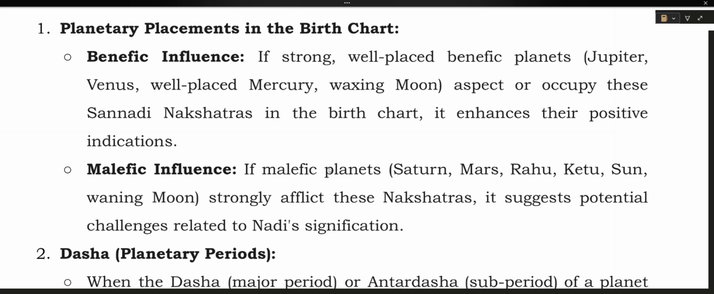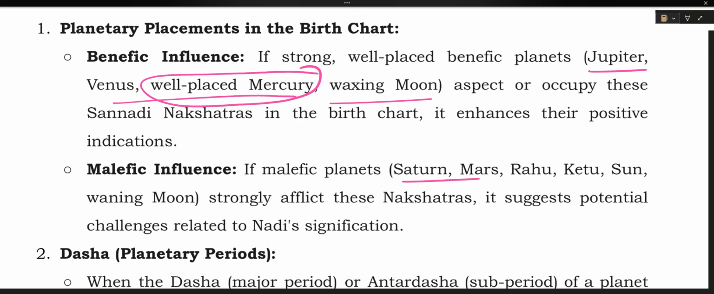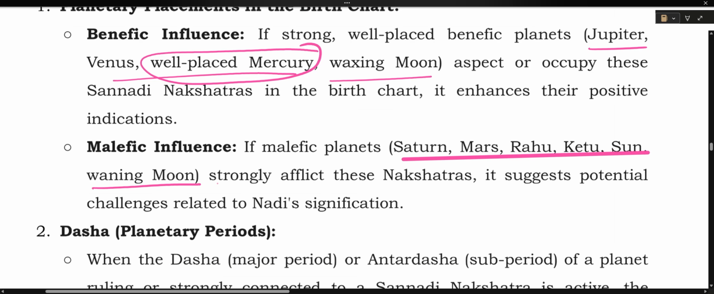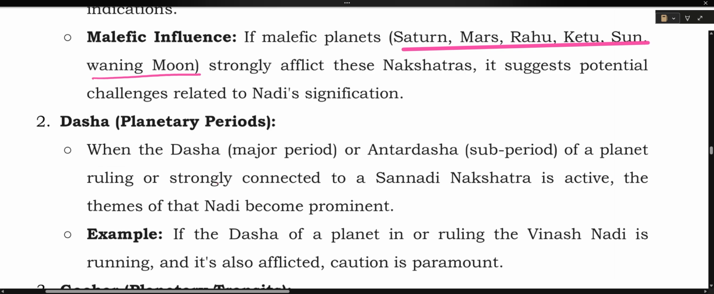And if benefic influence is there, benefic planets means Jupiter, Venus, well placed Mercury and waxing moon. Waxing means it is the Shukla Paksha, that is the increasing moon. Well placed Mercury means if Mercury is associated with benefic planets. Malefic planets are Saturn, Mars, Rahu, Ketu, Sun, and waning moon. Waning moon is the decreasing moon. After 14 days the moon increases, and after 14 days it decreases. From Amavasya to Purnima is called the waxing moon, and from Purnima to Amavasya it is called the waning moon.